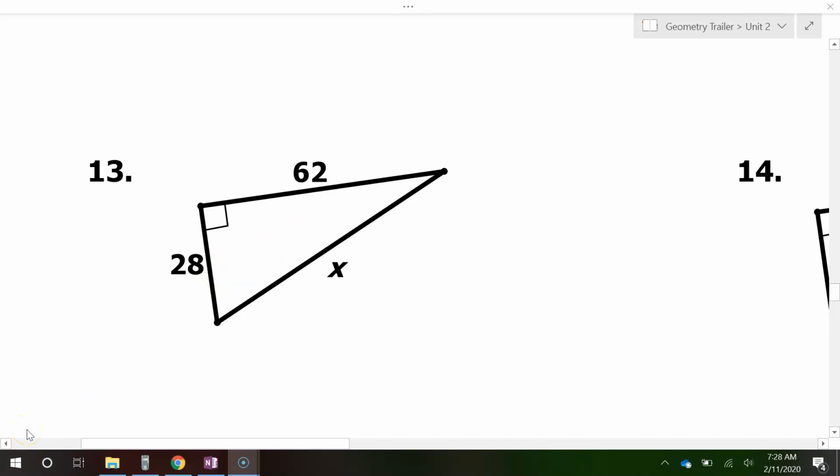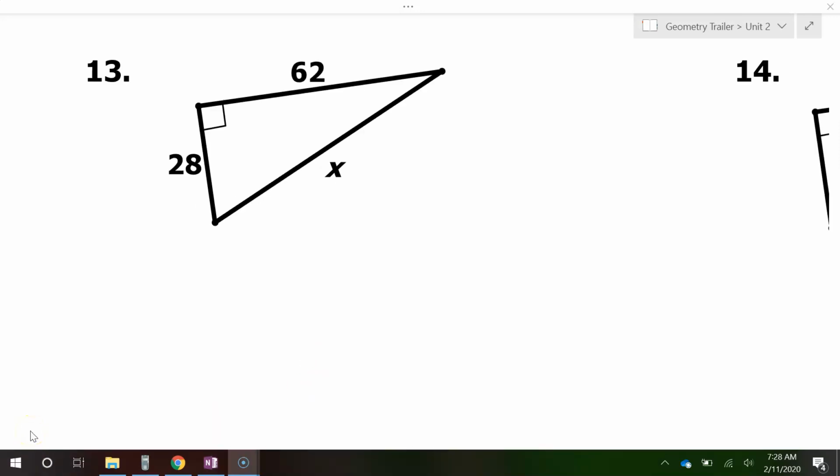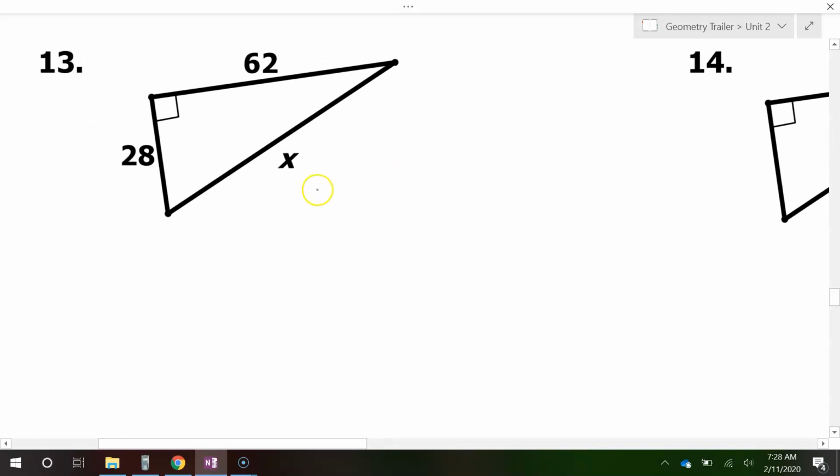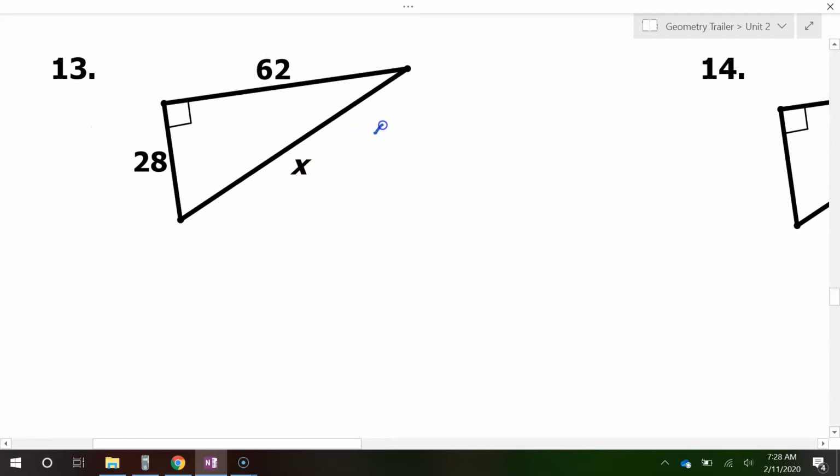So you have to recognize that this is actually a Pythagorean theorem problem. When it's all sides and no angles, that's Pythagorean theorem. So we'll do what we were doing a minute ago, and we'll do a squared plus b squared equals c squared. Just remember to always put the hypotenuse by itself. So this will be 28 squared plus 62 squared is equal to x squared.